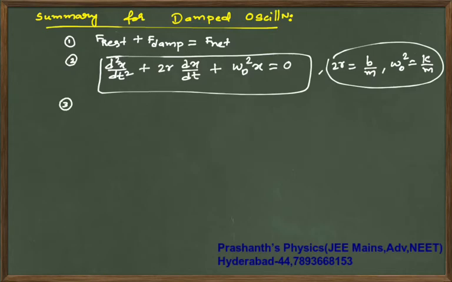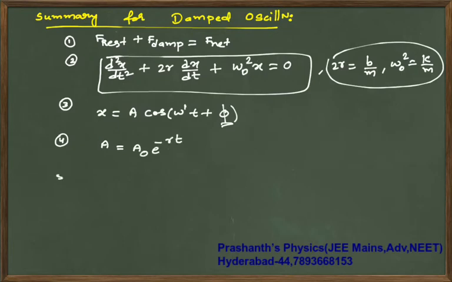Next, the solution to this equation is x is equal to a times cos. Usually it can be some harmonic function, it depends upon the initial phase. So you can even write sin of omega dash t plus phi, there is nothing wrong with it, but the phase angle will change accordingly. The amplitude is a equal to a naught times e power minus gamma t. That is your equation for amplitude. Your angular frequency is under root omega naught square minus gamma square, where gamma is b by 2m.